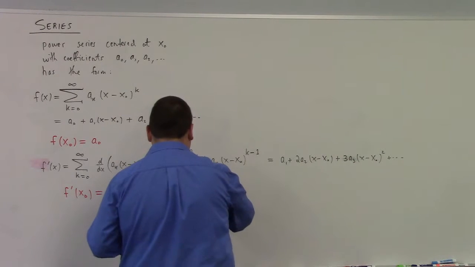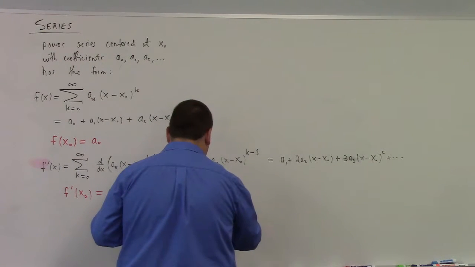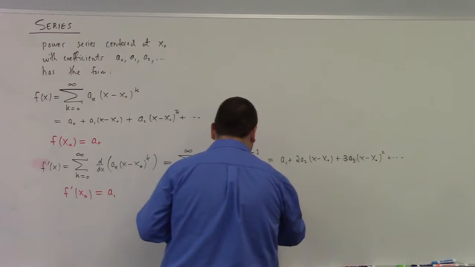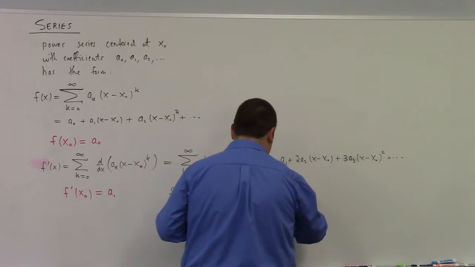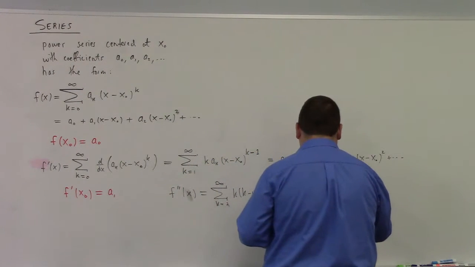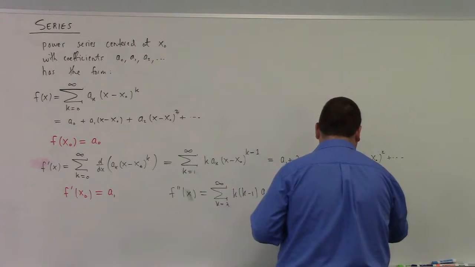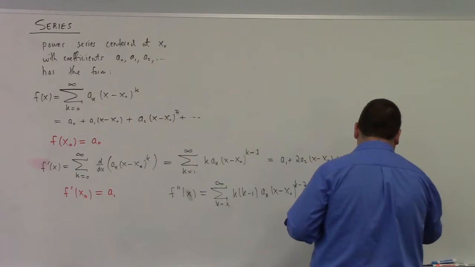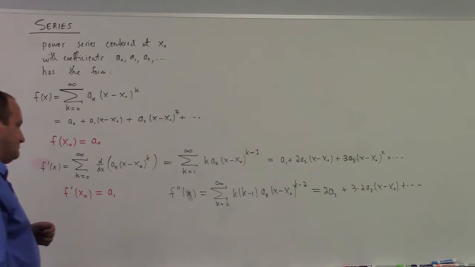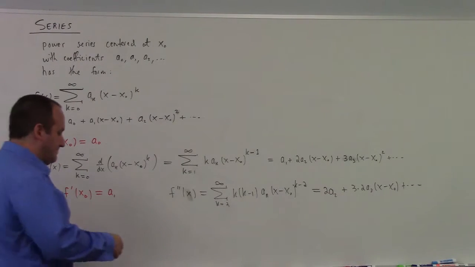What's f prime prime of x first? F prime prime of x is the sum k equals 2 to infinity, k times k minus 1, a sub k times x minus x naught to the k minus 2, which, by the way, is equal to 2a sub 2 plus 3 times 2a sub 3 times x minus x naught plus dot dot dot. Right? So you can see that if you plug in x naught into that, what do you get?